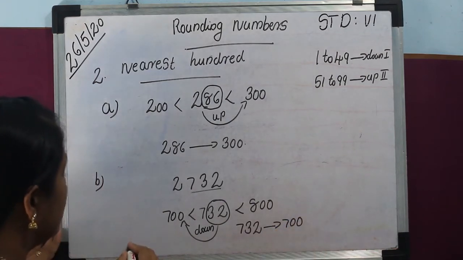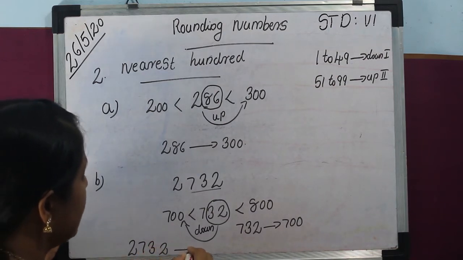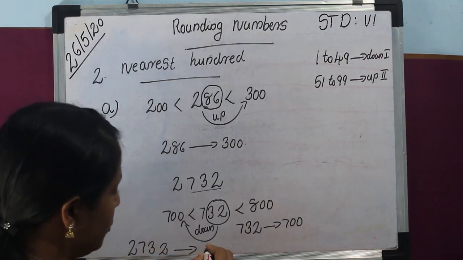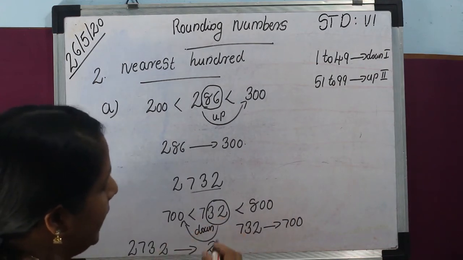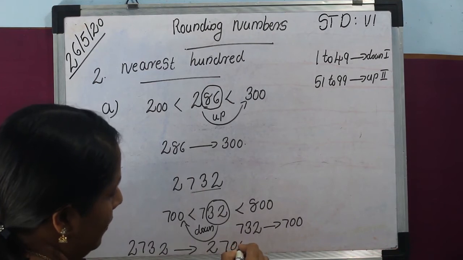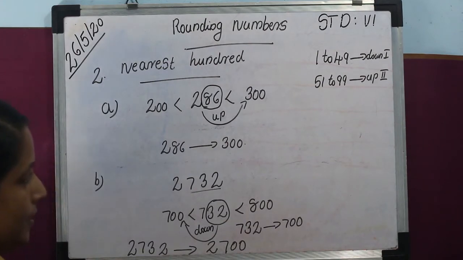Actually our number is 2732. So 2732 is rounded down to 2000. Then in the place of 732 we write the number 700. So 2732 is rounded down to 2700. Okay.